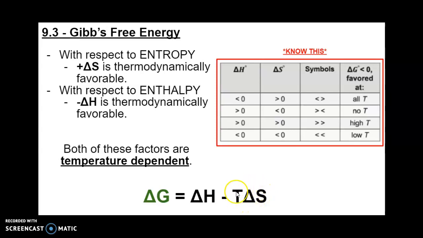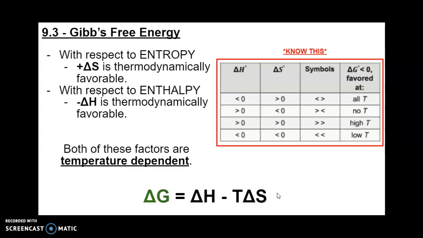If this T is very large, then the large T multiplied by the entropy is going to give you a larger value than the delta H. So, for example, if you have 5 minus 10, then you're ultimately going to have a negative 5 as your answer. Negative as your final answer is going to be favorable for an overall Gibbs free energy. So the value of the temperature is going to be important when one of the identities here, enthalpy or entropy, is favorable and the other is not.